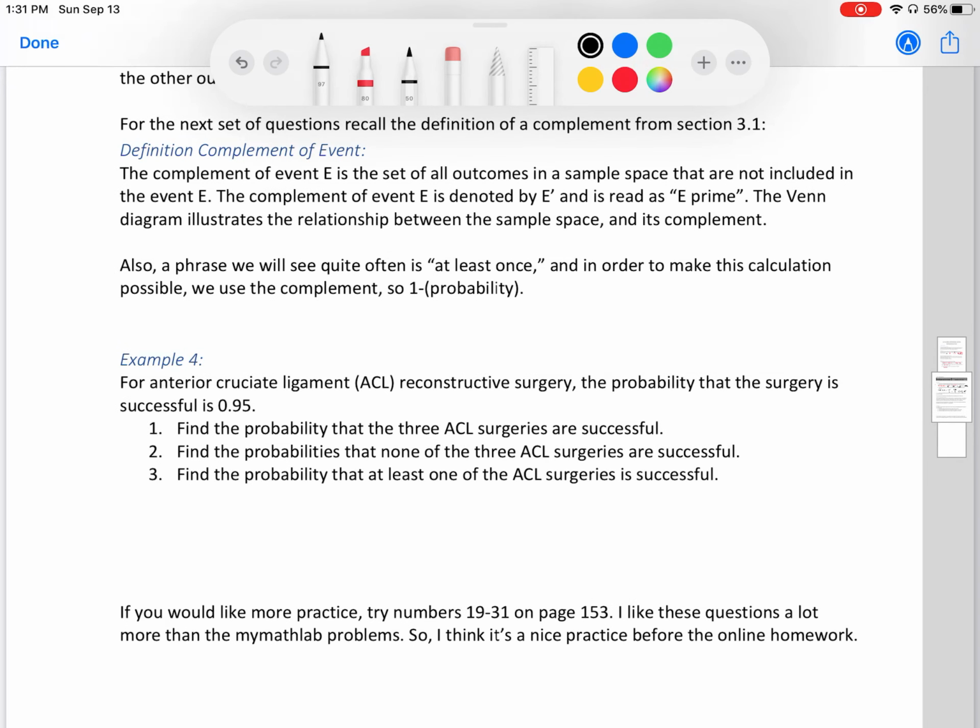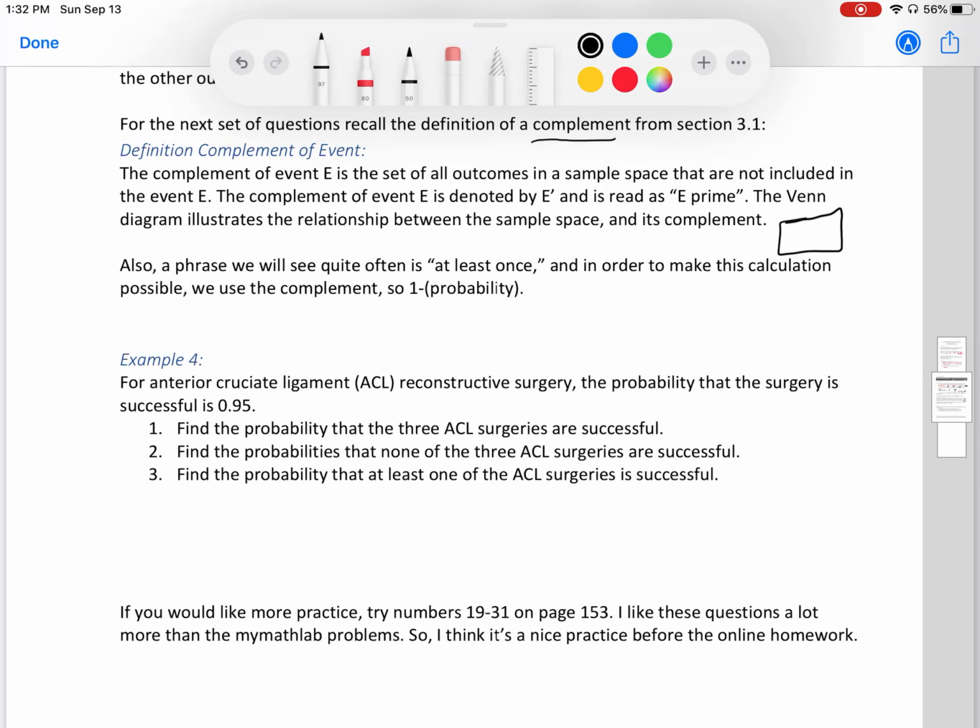Okay, so for the next set of questions, recall the definition of a complement from our previous section 3.1. Definition: the complement of event E is the set of all outcomes in a sample space that are not included in event E. The complement of event E is noted as E prime. And we have a Venn diagram that we use, right?